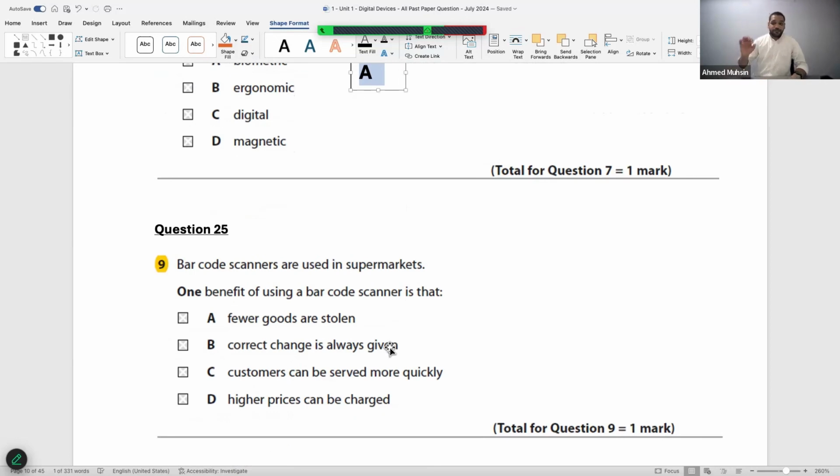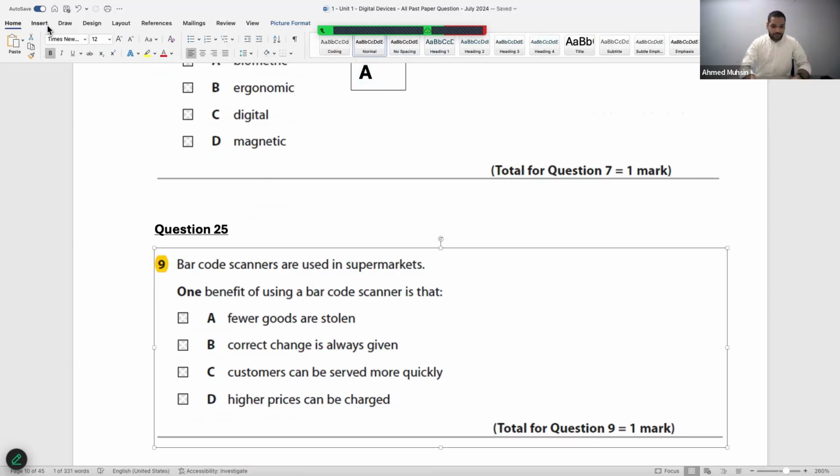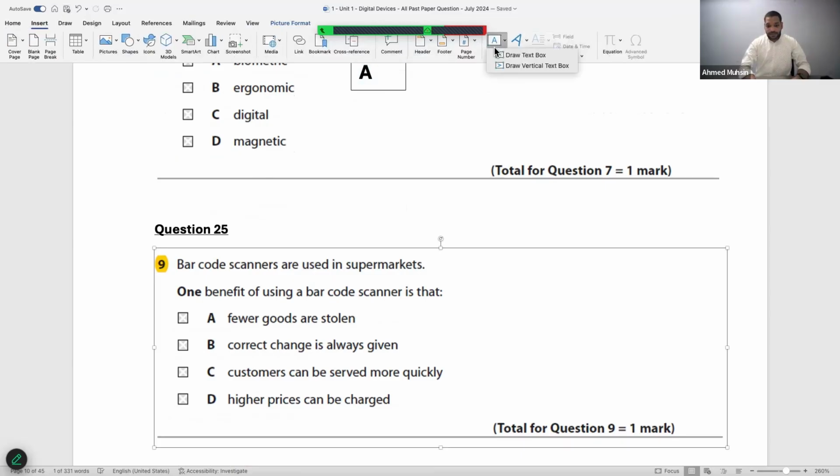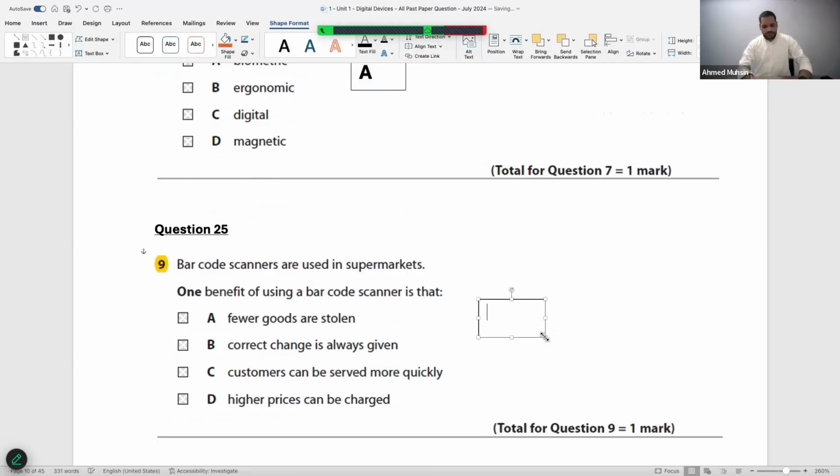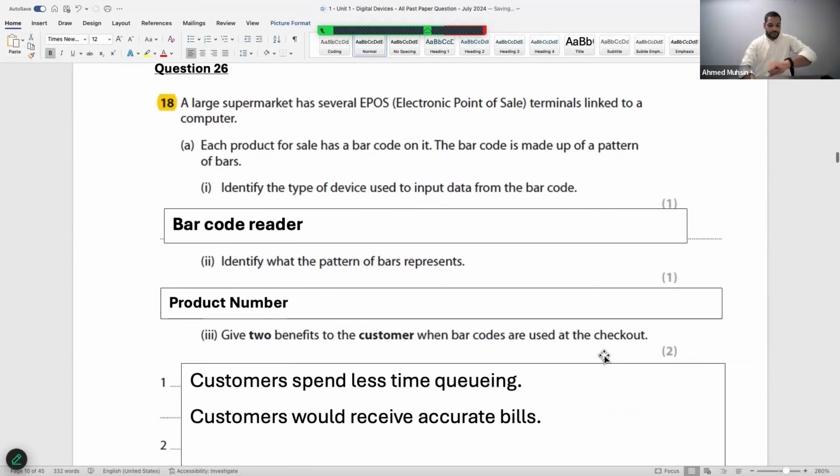Barcode scanners are used in supermarkets. Boys, one benefit of using a barcode scanner is that customers can be served quickly. Exactly. Okay, can we note that down? Customers can be served quickly. Okay, so over here, what do we note down? We note down answer C. Customers can be served quickly. Right. Let's keep moving, guys.